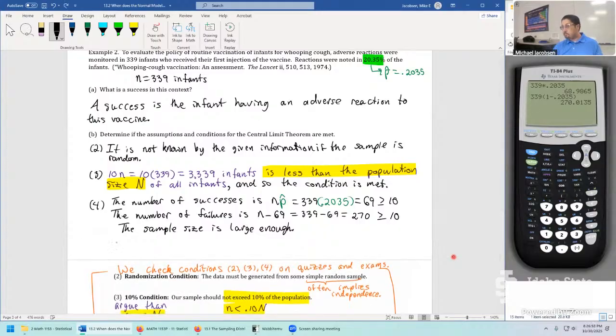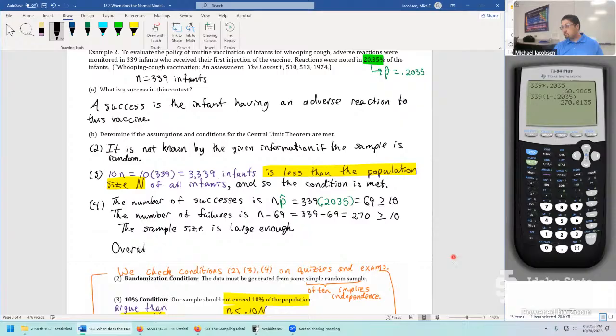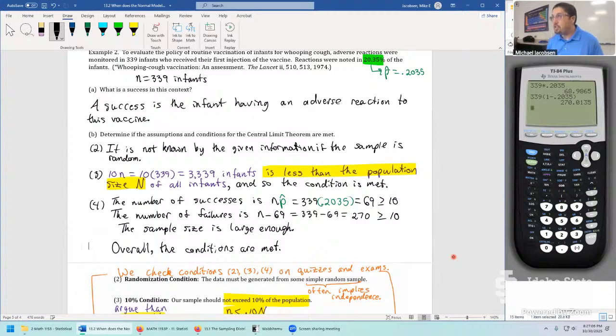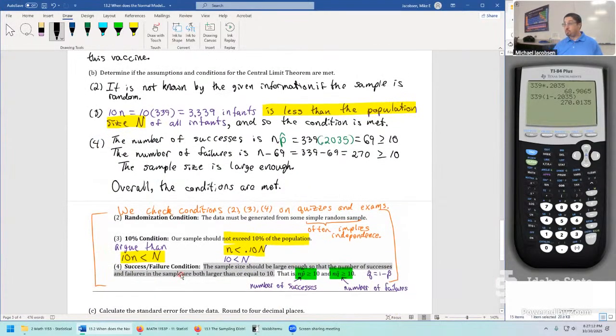We can say here, overall, the conditions are met. They're tough to check. There's lots you can say about certain parts, like the 10% condition is a tough one to check as well.